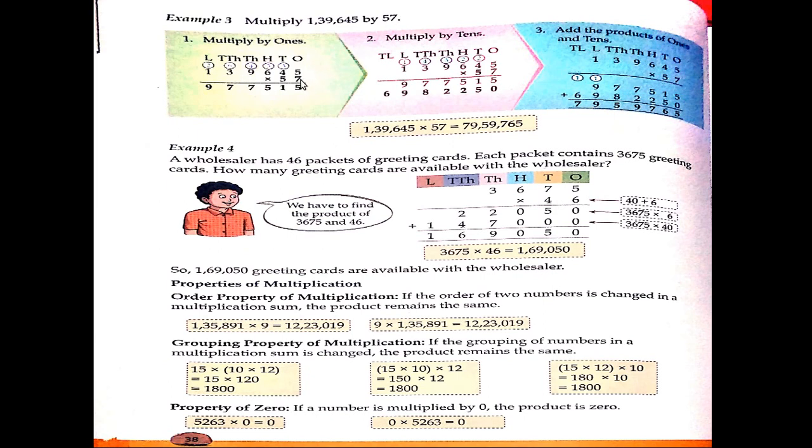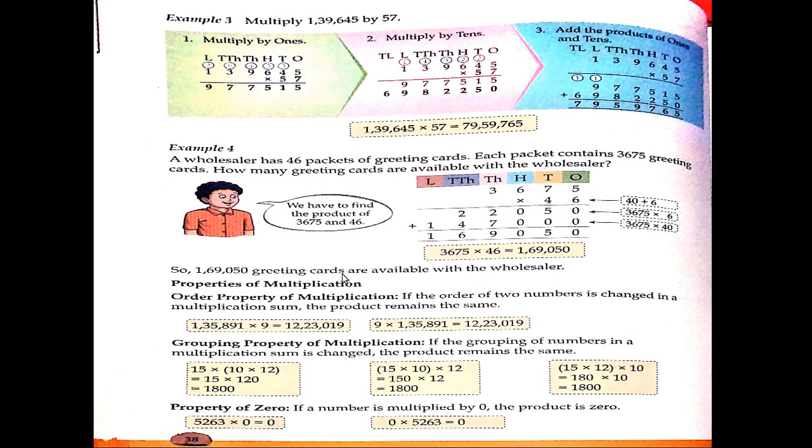So first we multiply with the ones place value, 7, with all this, and we get this. Then we multiply with 5 all this, and we get this, and after that we add the ones and tens place products.